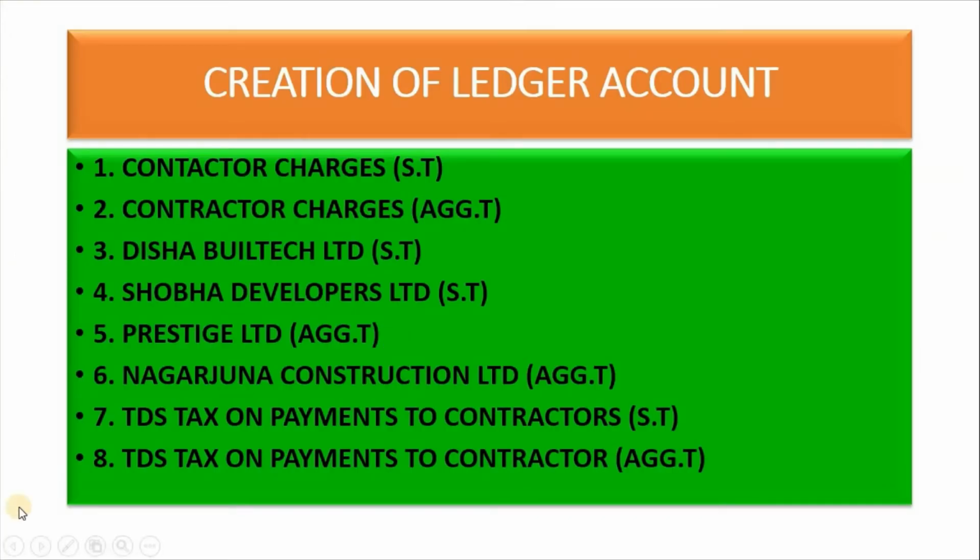Accept. So next, tax ledger. Create two types of TDS tax on payments to contractors ledger: one for single transaction and another one for aggregate of transaction. So why do we have to create two tax ledgers? Because to identify which tax belongs to single transaction and which tax belongs to aggregate of transaction, just for identification. Okay, create TDS tax on payments to contractors.